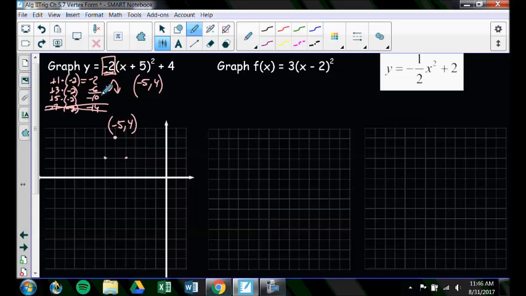Then, you go down 6. 1, 2, 3, 4, 5, 6, right 1, and left 1. And I don't have room to go down 10, I'm out of space, but here is my pretty parabola.